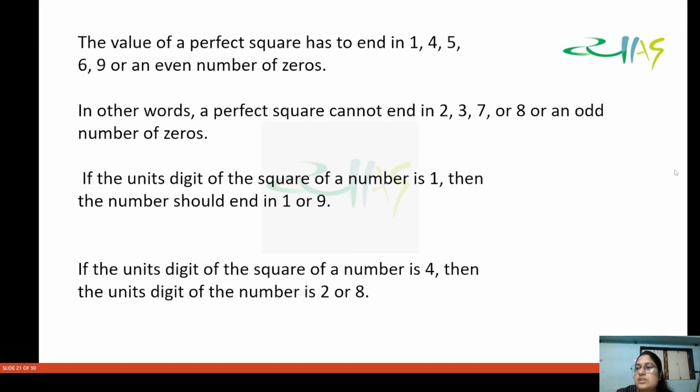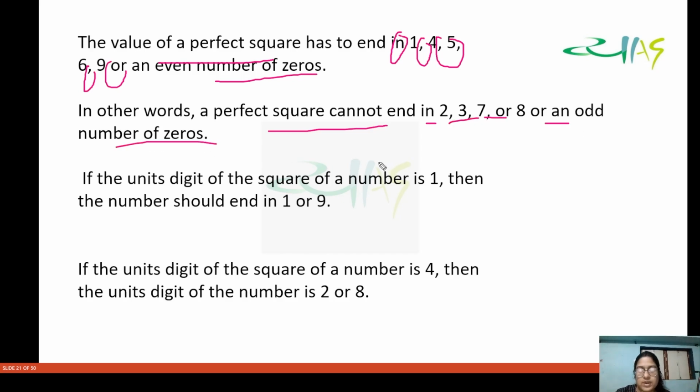Now see, any perfect square will either end in 1, 4, 5, 6, 9, or an even number of zeros. So no perfect square will end in 2, 3, 7, or 8, or an odd number of zeros. You can verify this by a list.